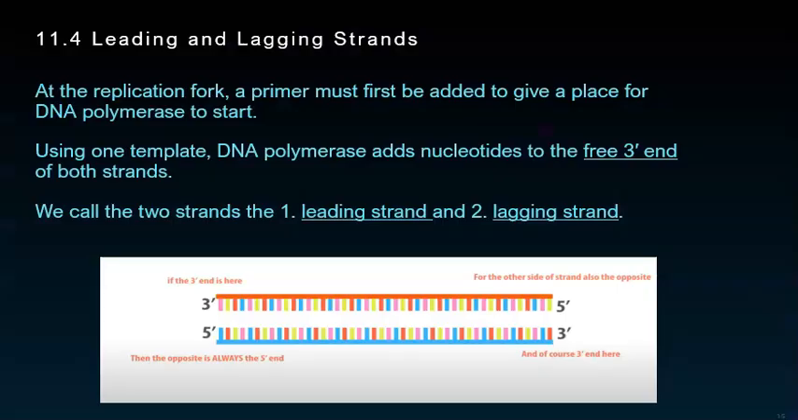At the replication fork, a primer must first be added to give a place for the DNA polymerase to start. So definitely remember that. In order for DNA polymerase to know where to start adding nucleotides, it has to find a primer to bind to. That is its start line. Using one template, DNA polymerase adds nucleotides to the free 3' end of both strands. And we call the two new synthesized strands the leading strand and the lagging strand.